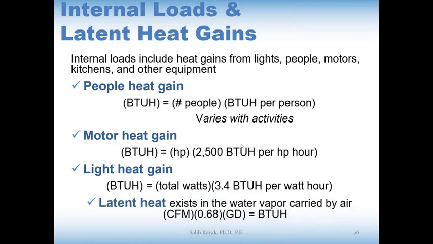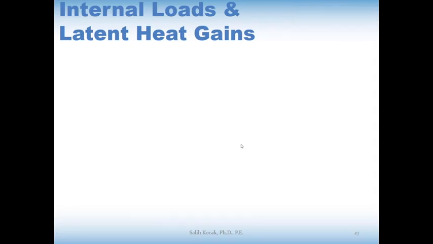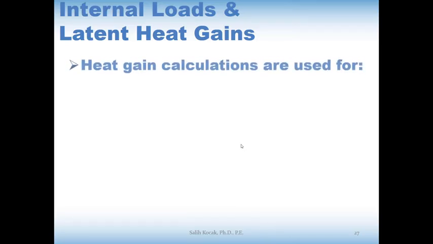And latent heat is the heat that exists in the water vapor carried by the air. We just call it the humidity. The calculation of it is CFM times 0.68 times the grain difference. This is the latent heat gain, and we covered it a few times. Let's go to, I believe, the last slide of this lecture, internal loads and the heat gains.